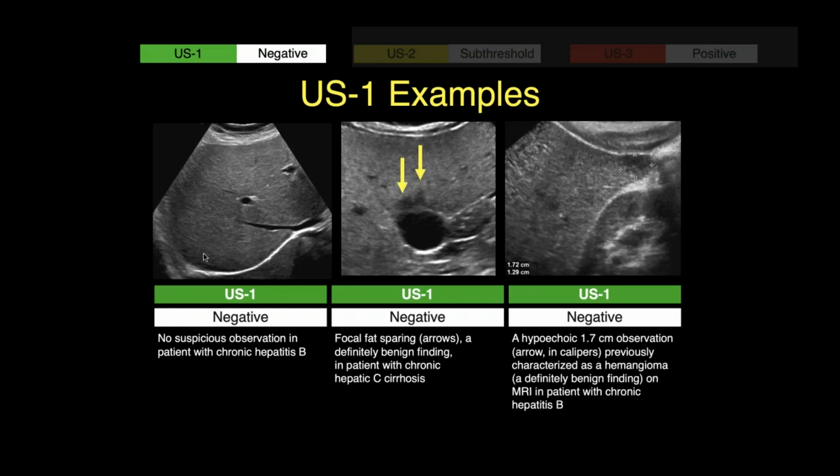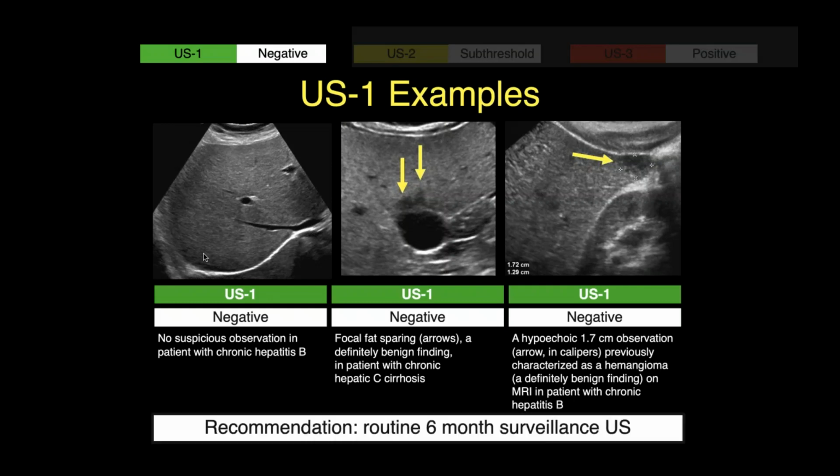The second example is a patient with these flame-shaped hypoechoic areas adjacent to the gallbladder. That's a definitely benign finding, and that's an ultrasound 1 negative exam. And then the third patient, we see this hypoechoic area in the right lobe of the liver that was previously characterized as a hemangioma, and that's a definitely benign finding if it was previously characterized, and so that can be considered to be an ultrasound 1 negative exam. And so for these, we recommend routine 6-month surveillance ultrasounds.